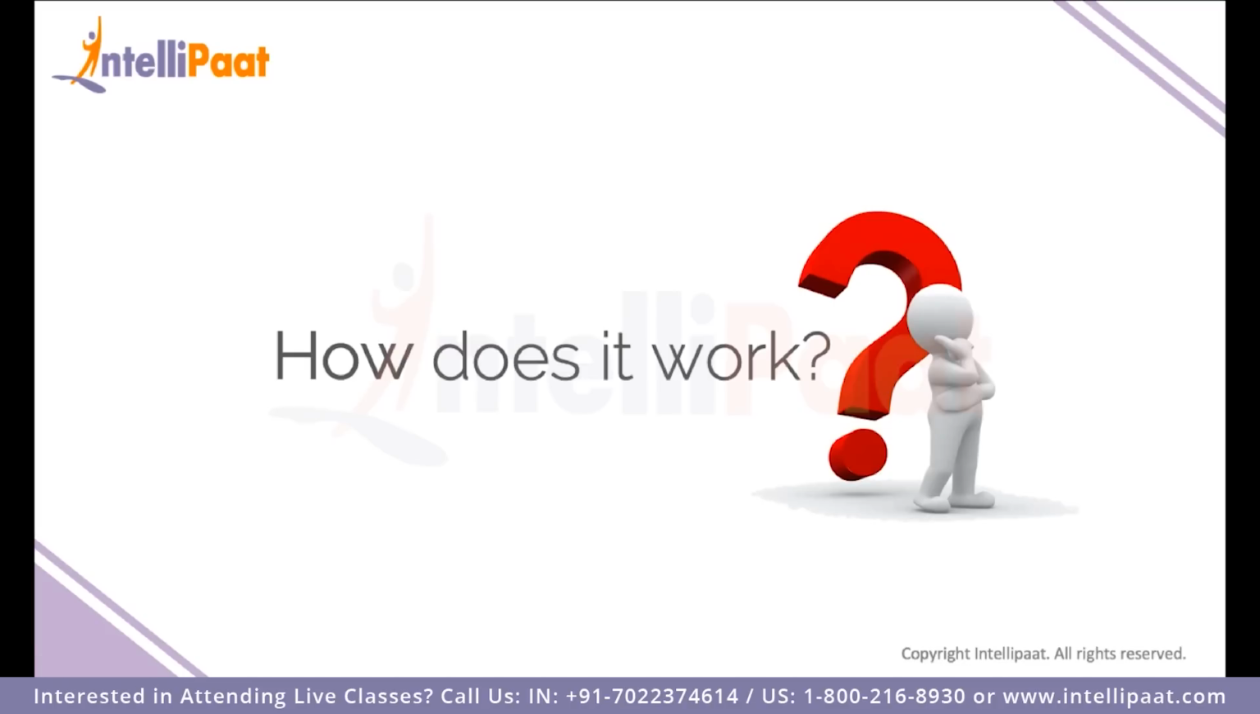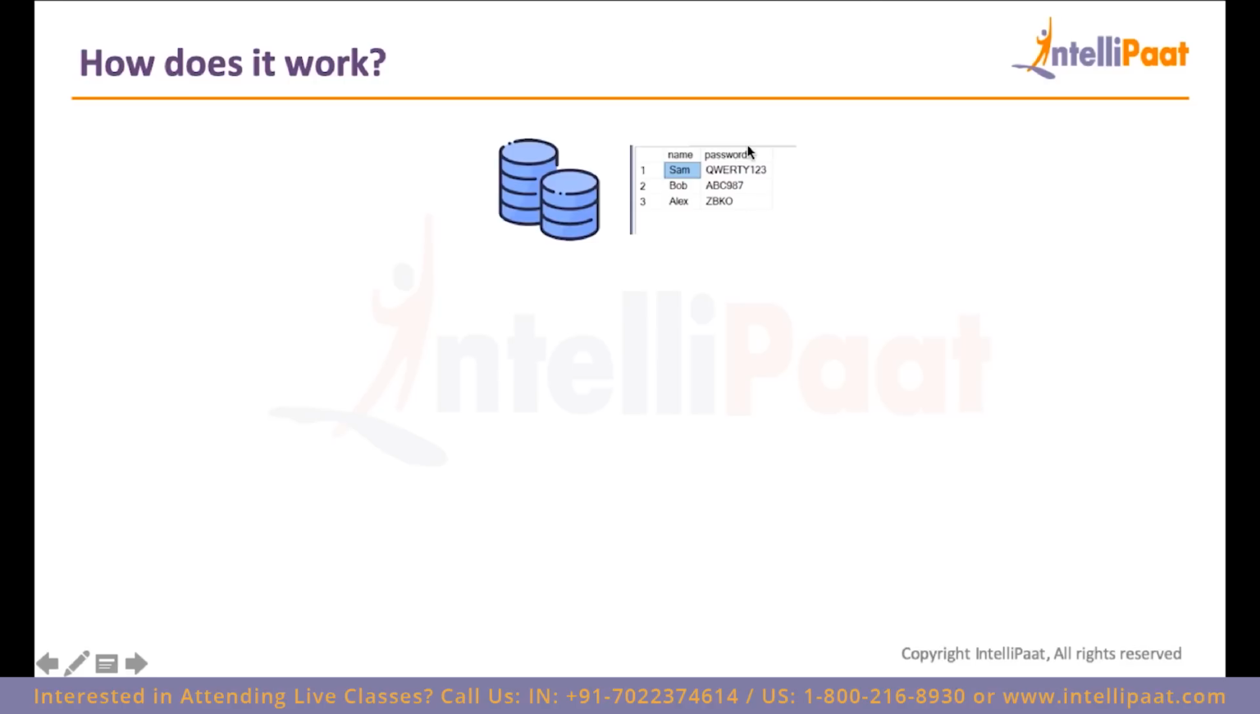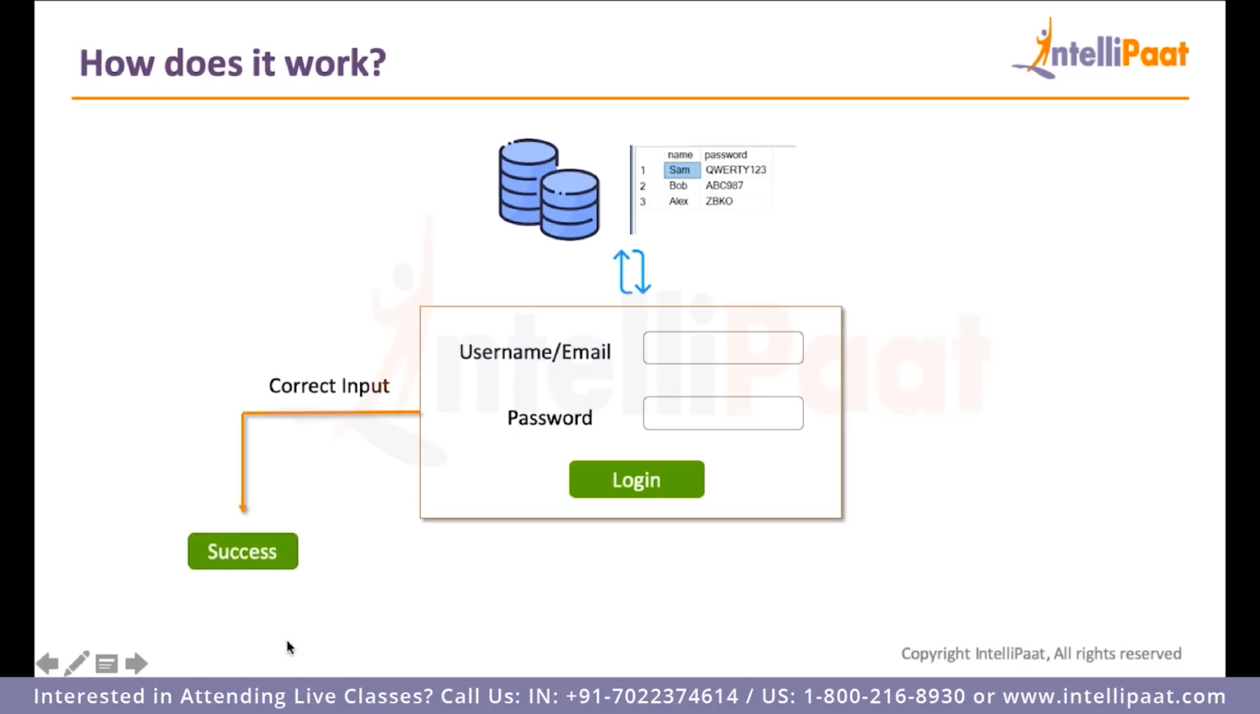All right guys, so let's go ahead and first understand how does a site basically work. So first thing that you have is a database, right? And inside the database you will have a table which will have all the usernames and all the passwords, and these usernames and passwords will then be fetched by a website like this, right? So whatever username and whatever password you enter, it will be checked against the names and the passwords which are stored over here. If they are an exact match, that is, if the username is Sam and if the password is QWERTY123, if this matches exactly, that means it's a correct input, and in that case you will get a success message.